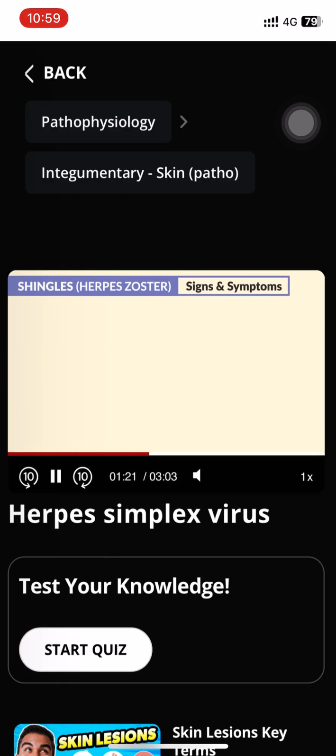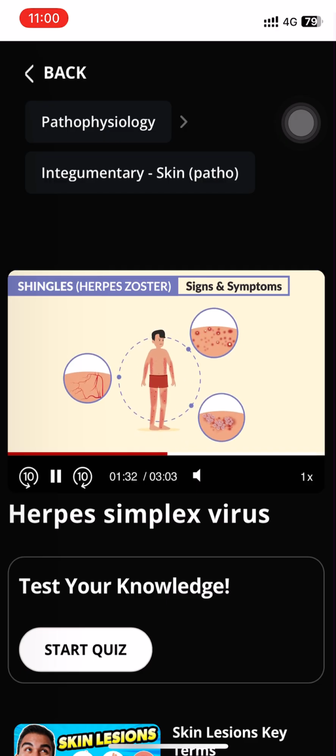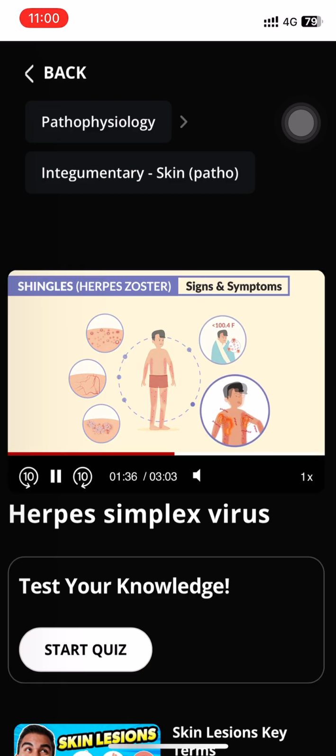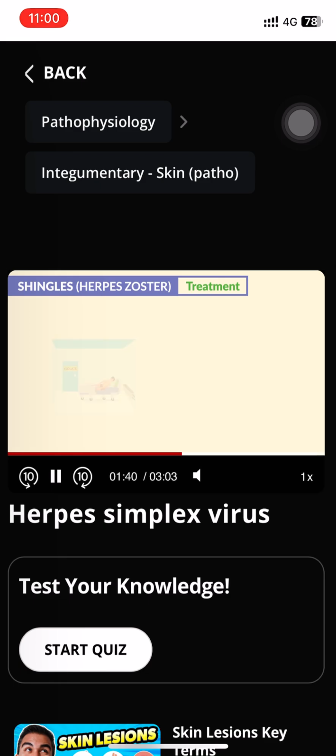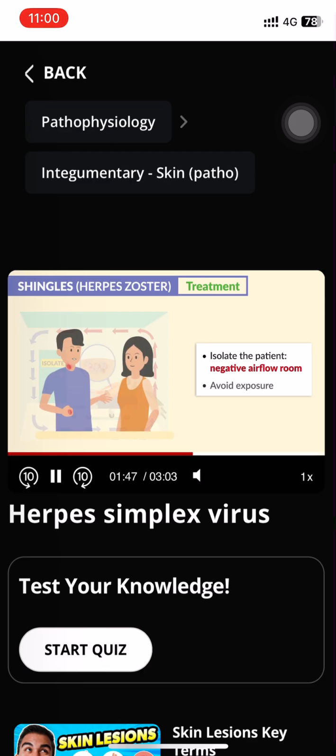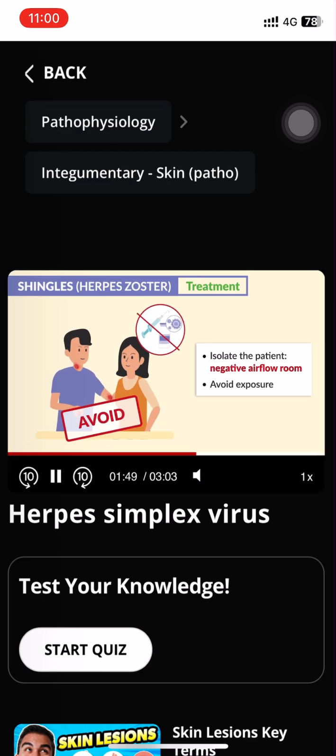Now, in terms of signs and symptoms, we have a rash that runs horizontally along the left and right side of the torso. Now, the rash can present vesicular, pustular, or even crusty, with a low-grade fever and paresthesias, that burning and numbness and tingling. And the treatment is pretty simple. We isolate the patient in a negative airflow room until vesicles are crusted over, and avoid exposure to anyone who has not had or been vaccinated against chickenpox.